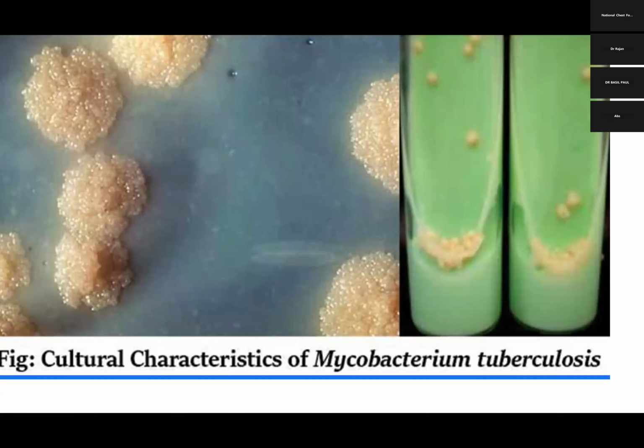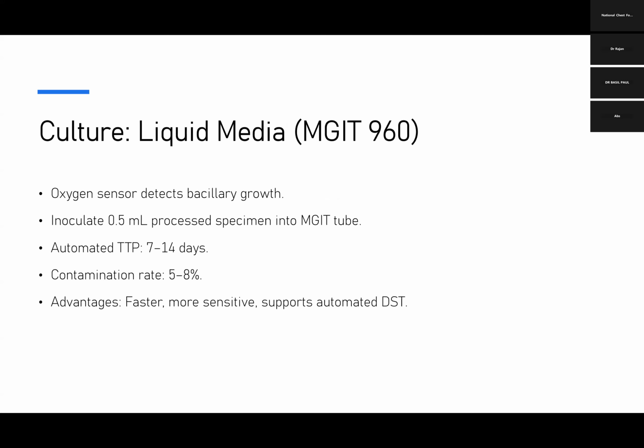So this is the LJ medium on the right side, a tube slanting medium you have to put, and then the colony is described as rough, buff, and dry. Now coming to the standardized media, that is the media that is most commonly used, called the MGIT 960. So MGIT 960 is an oxygen sensor based test which detects the bacillary growth. We inoculate 0.5 ml of the processed specimen into the MGIT tube, and it is automated, and time to positivity is generally 7 to 14 days, but it takes time sometimes. And the contamination rate is 5 to 8%.